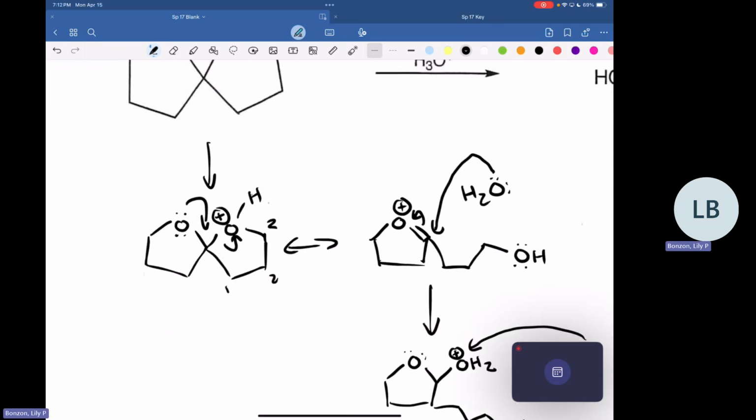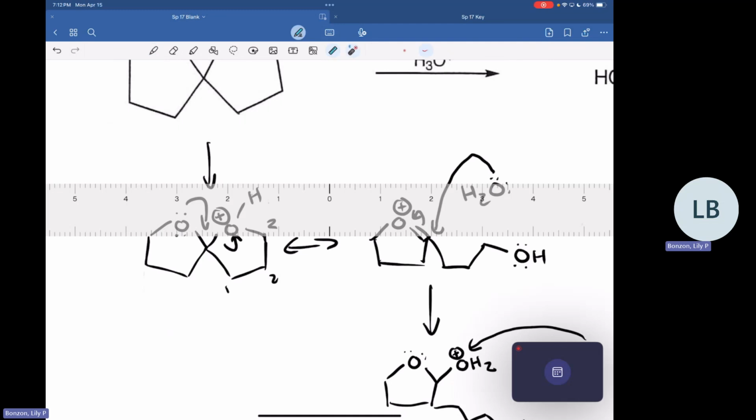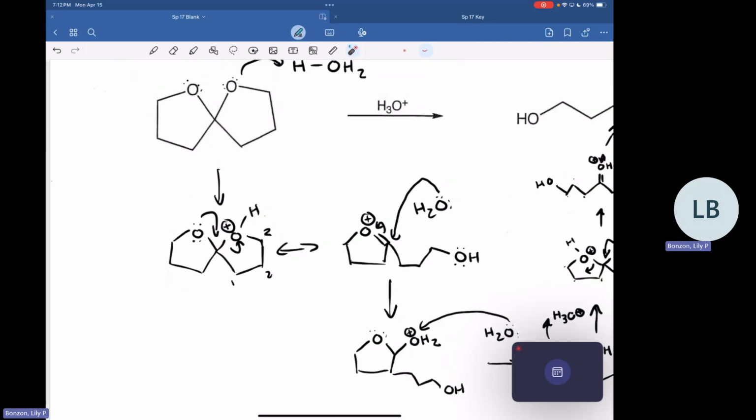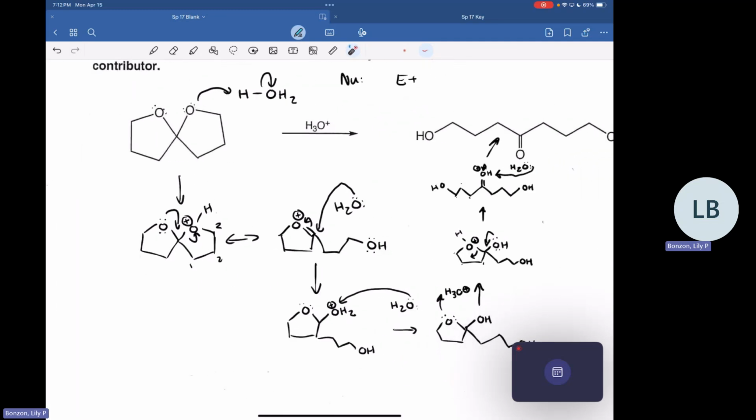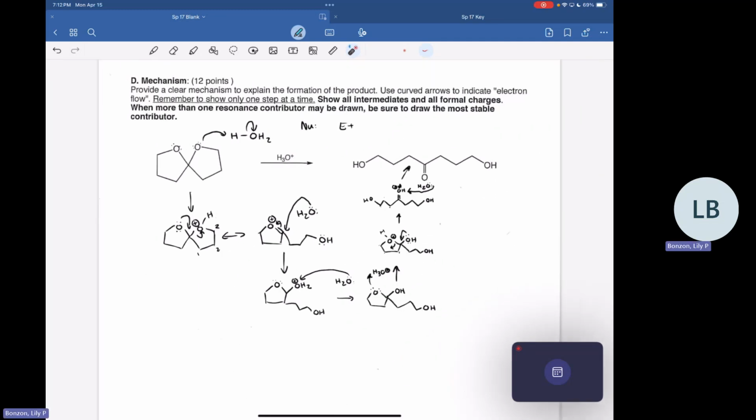In the next step, we have a nucleophile here, our lone pair, and we have an electrophile here. So that can help too, but yeah. But hopefully tomorrow's example will be a little bit better.